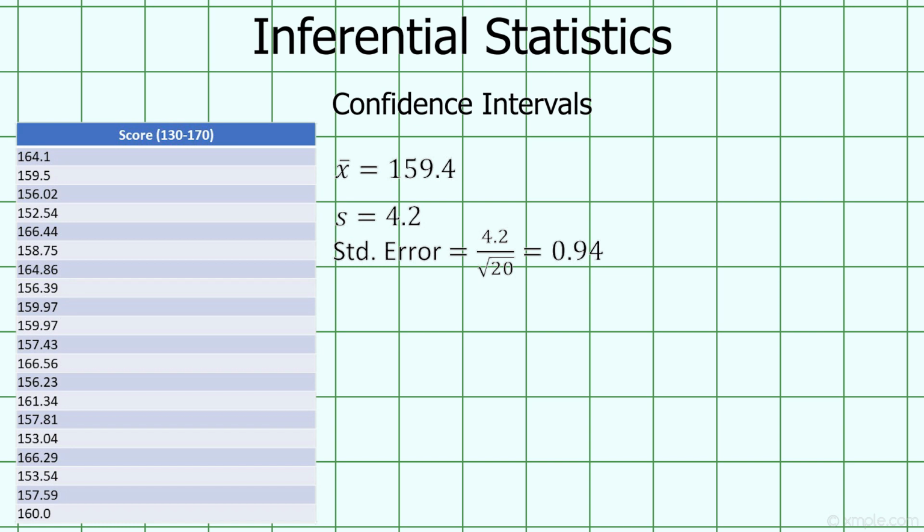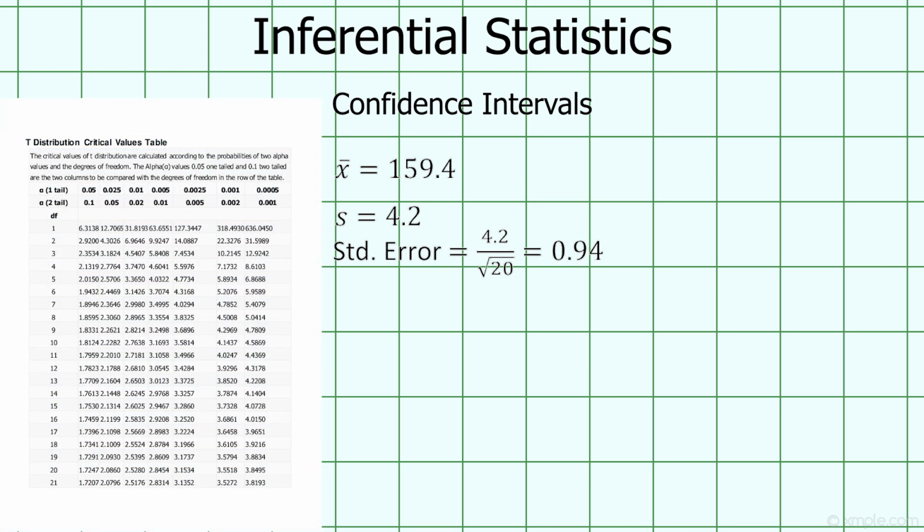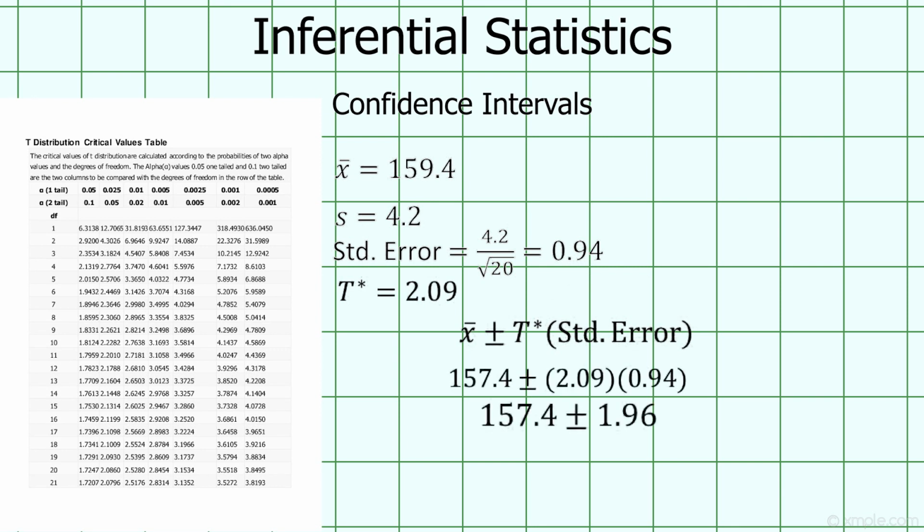Next, we need to know what range of values contain 95% of the data on a standardized t-distribution with 19 degrees of freedom. This table here contains those values. They're called critical values, or t-star for short. Using this formula, we can combine all of those numbers to calculate what's called the margin of error. If we add and subtract the margin of error from our sample mean, we create our confidence interval.